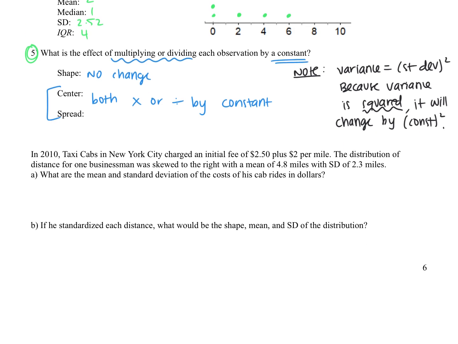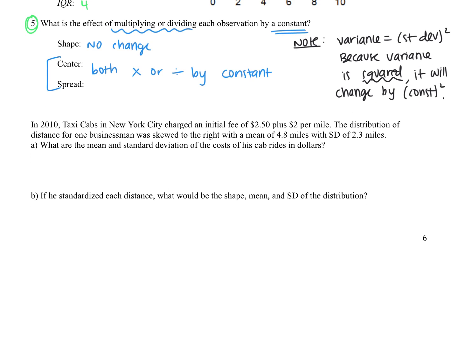Okay, are we ready to put this into practice? Let's take a look. In 2010, taxi cabs in New York City charged an initial fee of $2.50 plus $2 per mile. The distribution of distance for one business person was skewed to the right with a mean of 4.8 miles and a standard deviation of 2.3 miles. What are the mean and standard deviation of the cost of the cab rides in dollars?